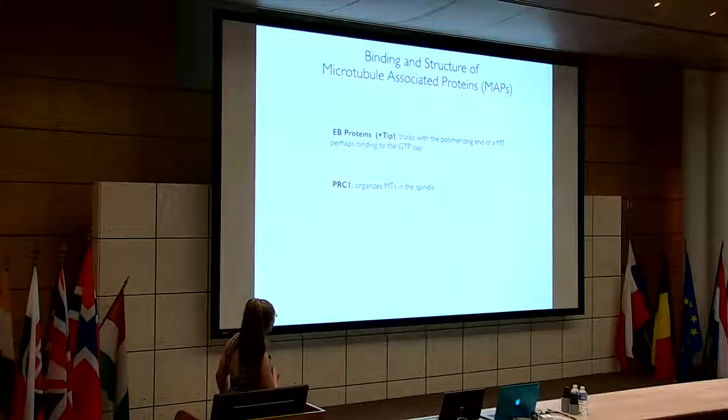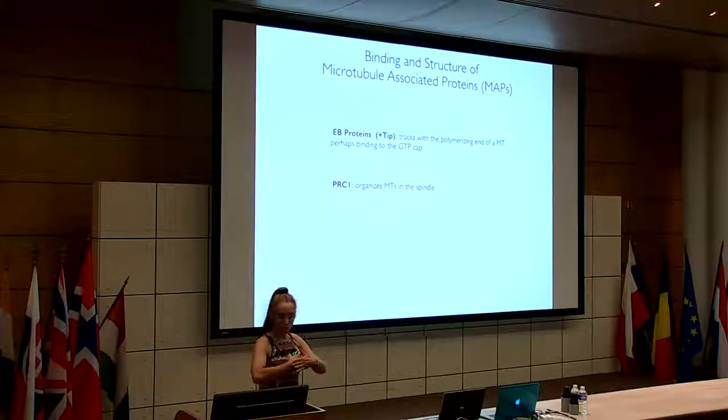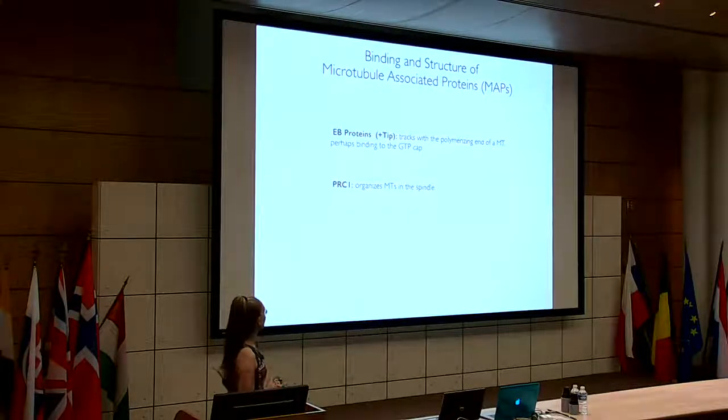I'm also going to tell you about PRC1, which is a protein that organizes the microtubules in the spindle. It cross-links them, and it makes anti-parallel bundles.